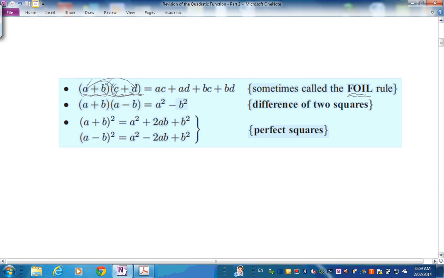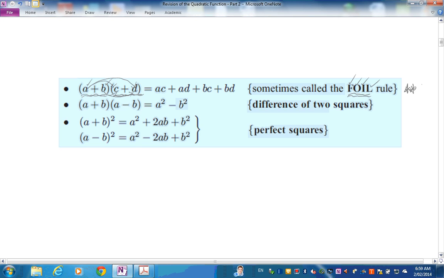Sometimes called the FOIL rule. This is multiply the firsts together, the outers together, the inners together, and the lasts together. Just everything, in other words, in one bracket times by everything in the other. Okay, this is very, very important to remember this process, because later on in the presentation we want to go backwards and take an expanded form and put it in a factorized or factored form.